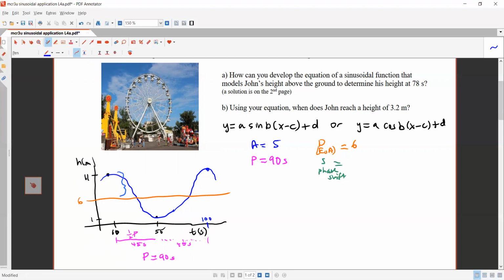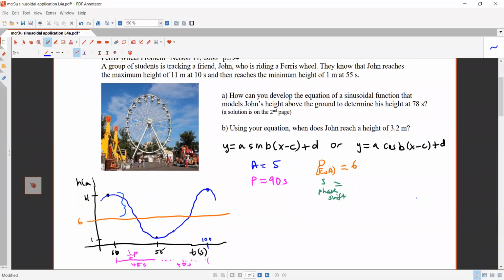So notice we haven't really chosen the phase shift, and the reason why is because there's a couple ways of doing this. Either thinking of this sinusoidal function as a sine graph or as a cosine graph. So think about it for a moment. Let's just sketch them out really quickly in ugly purple.